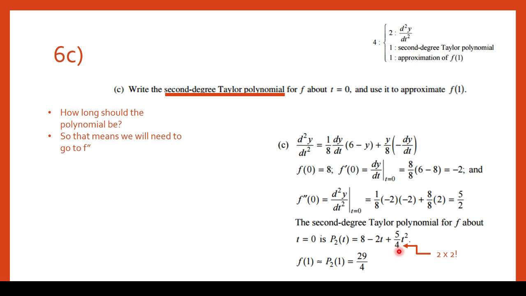Basically, this 4 is the 2 from here, times 2 factorial. There's a 1 factorial under this 2t. There is a 0 factorial under this 8, and there's a t to the power of 0 multiplied by this 8.